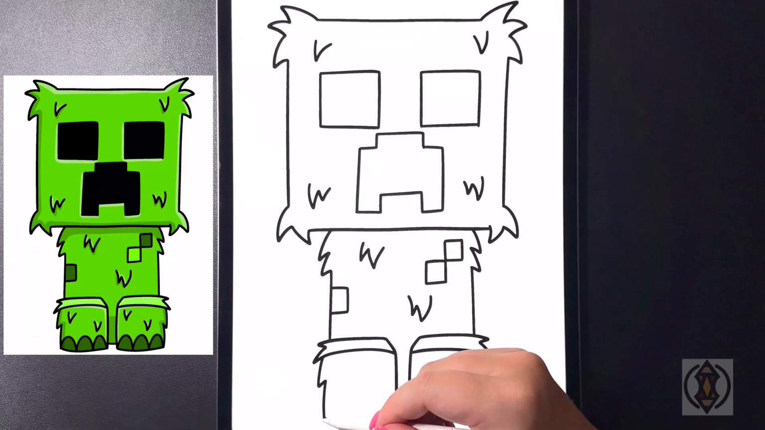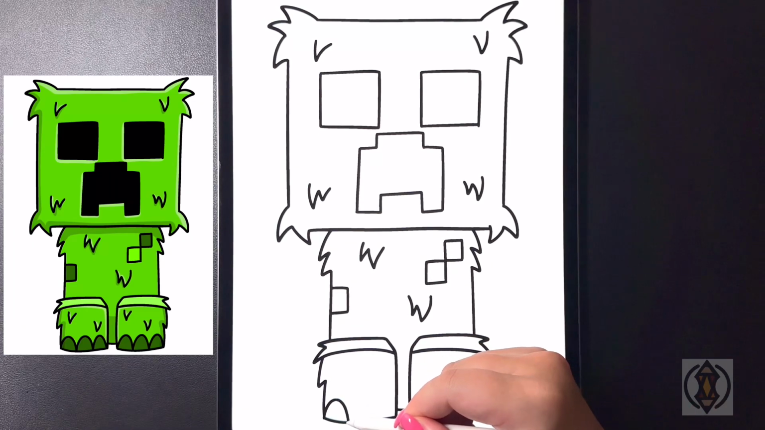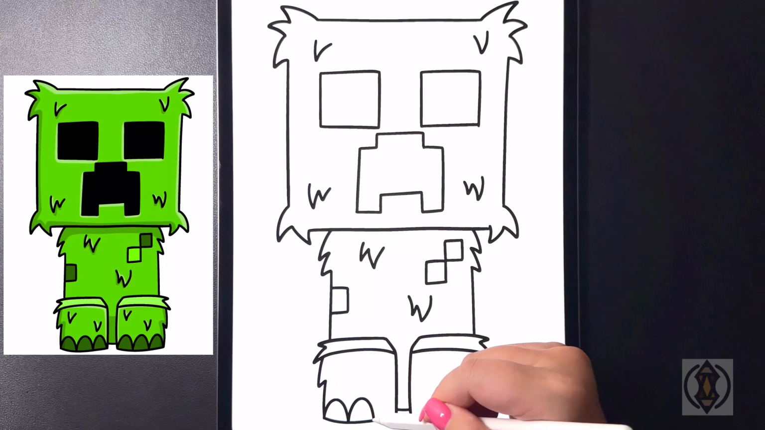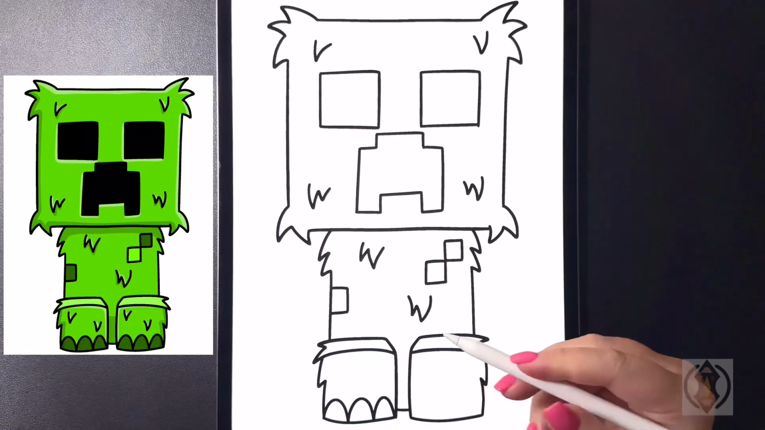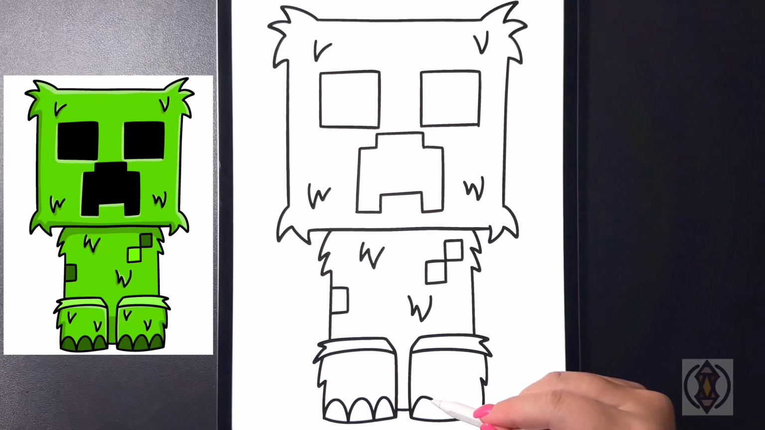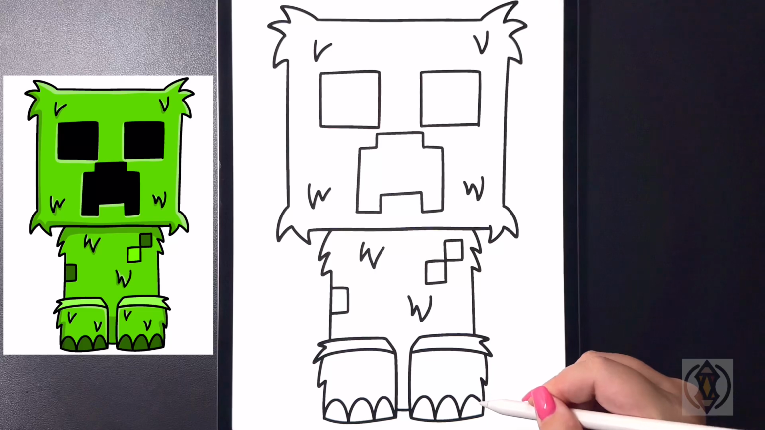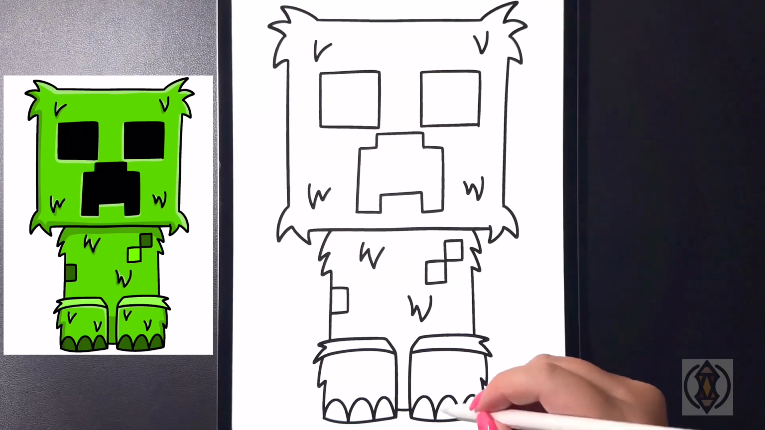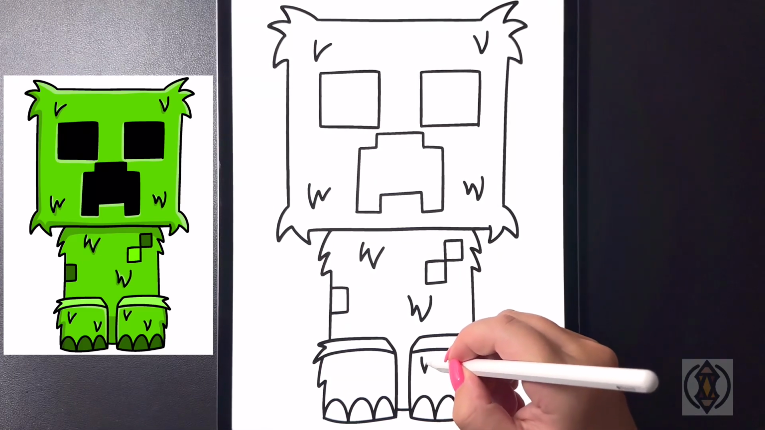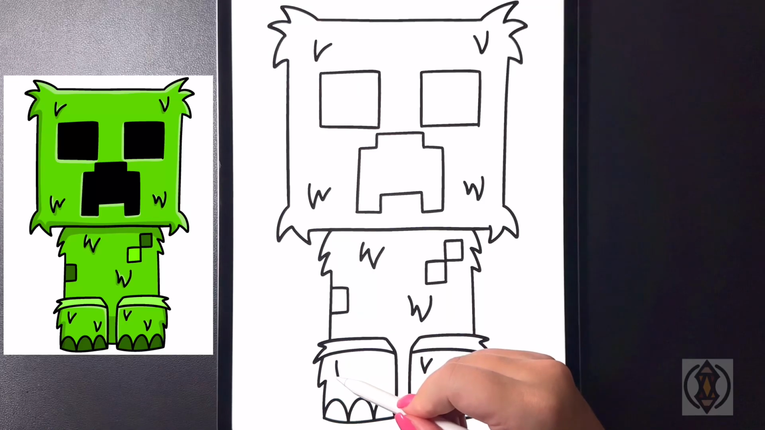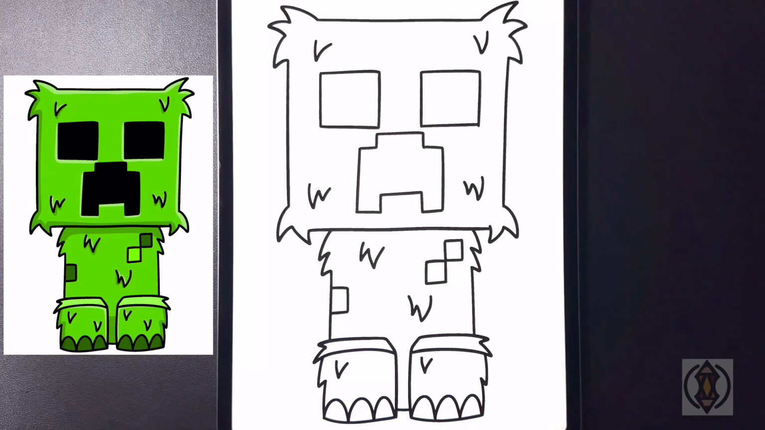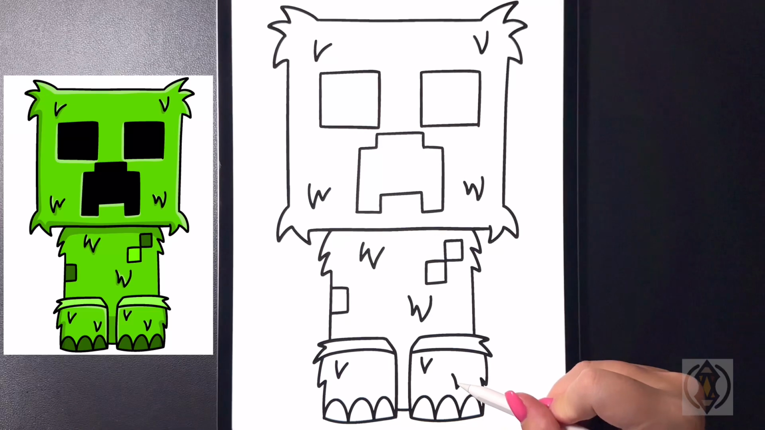Now for the toes, we're going to draw in 3 arch lines, making those even as we come all the way over towards the corner. And then now on the top, curving this line over. And then moving down, let's replicate that.